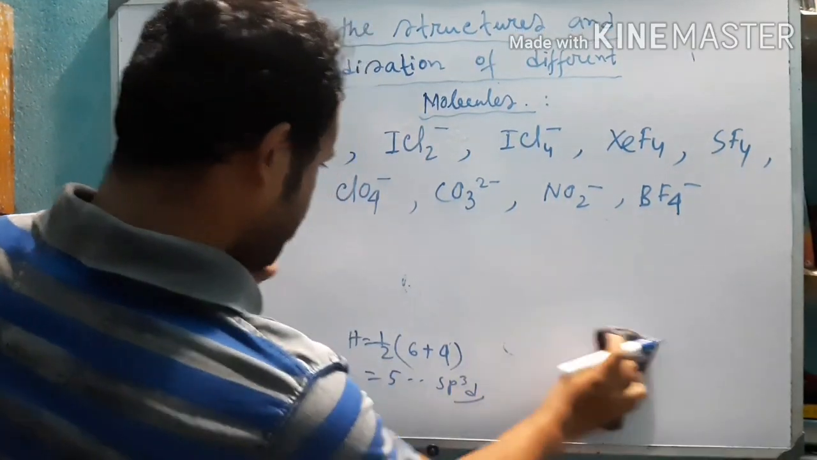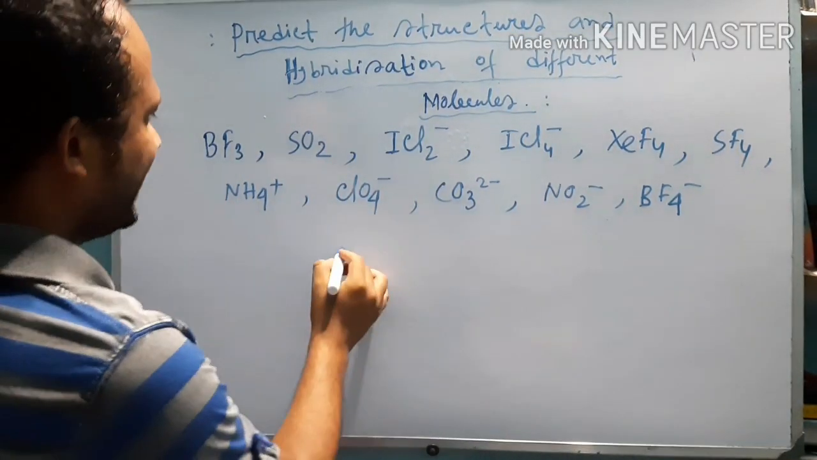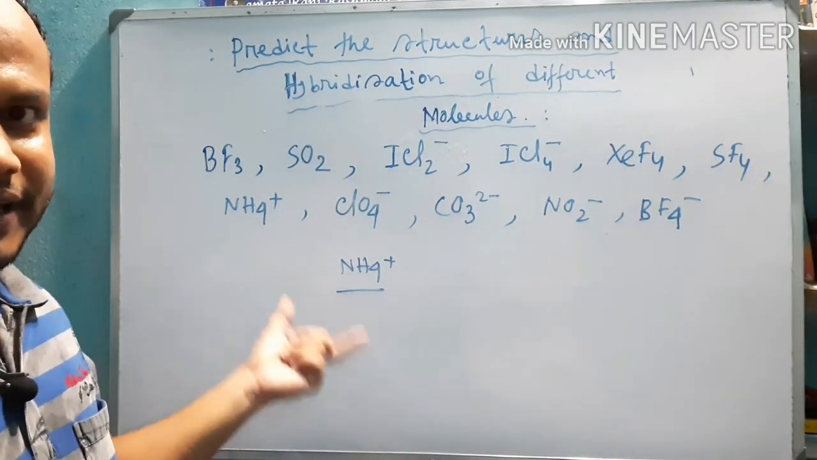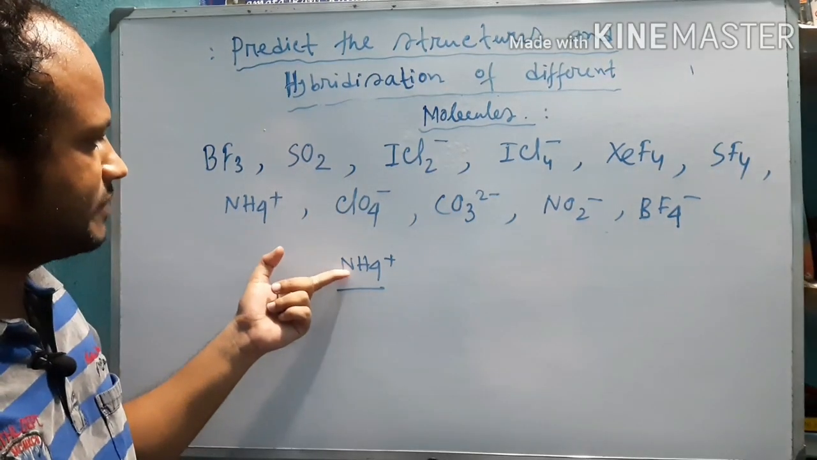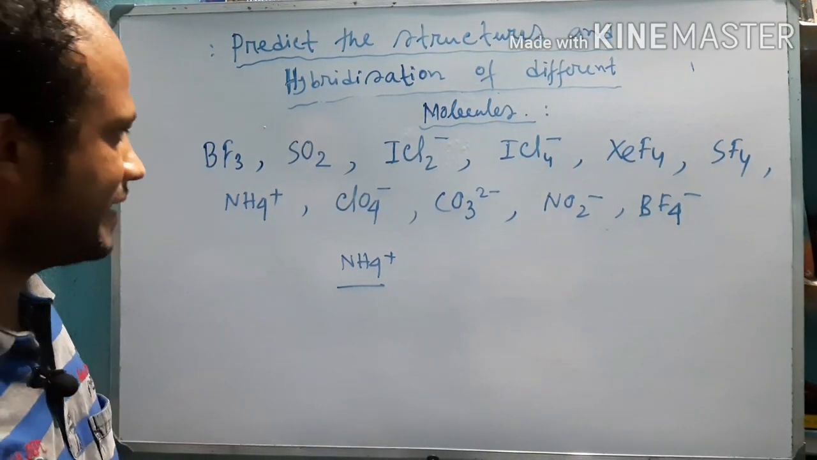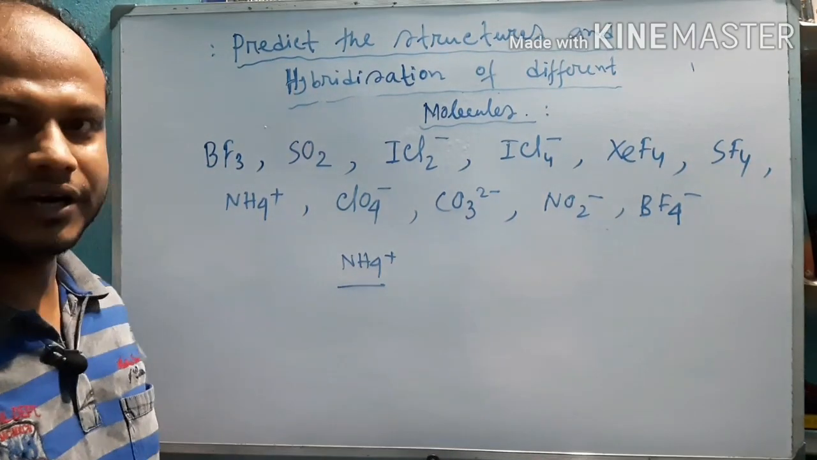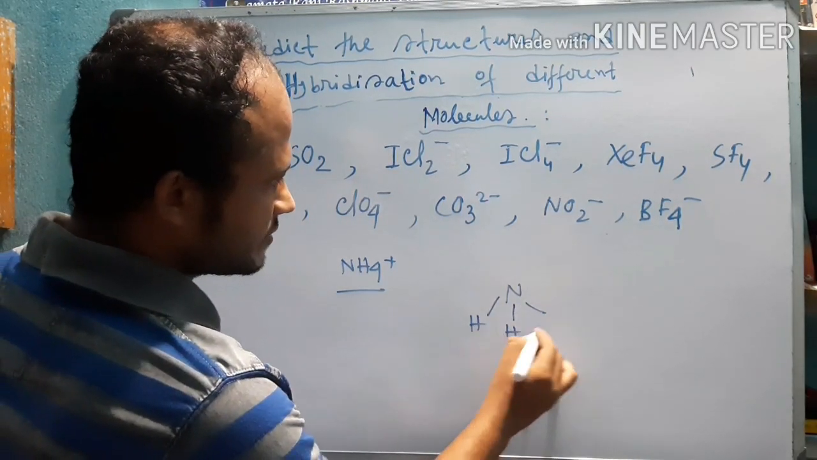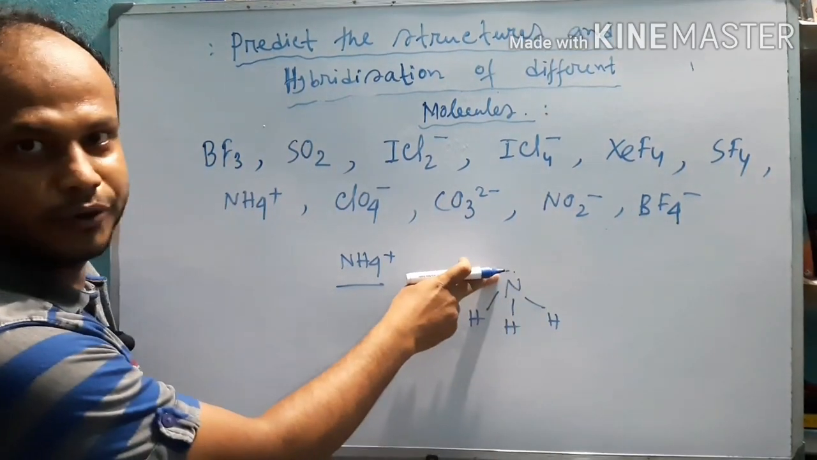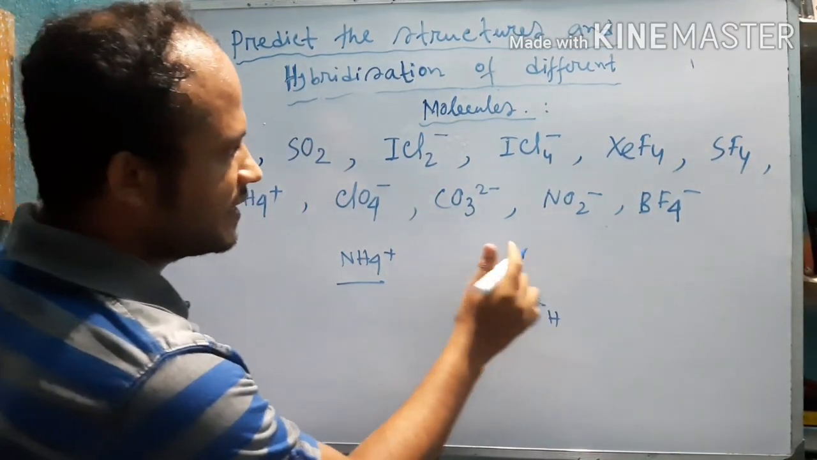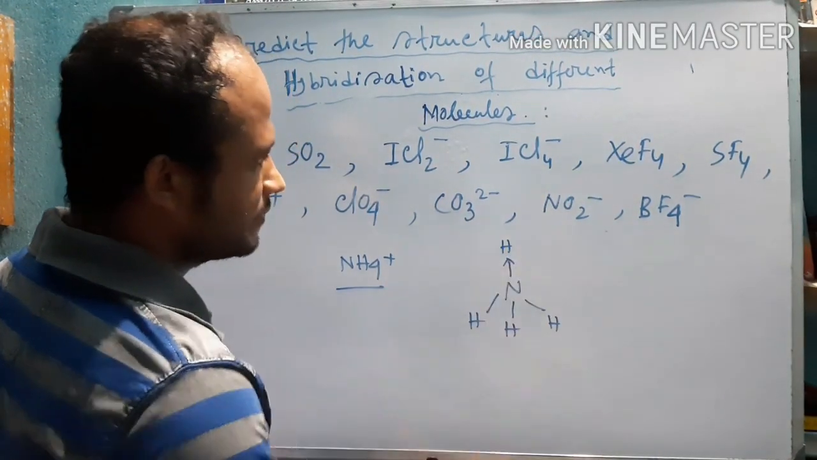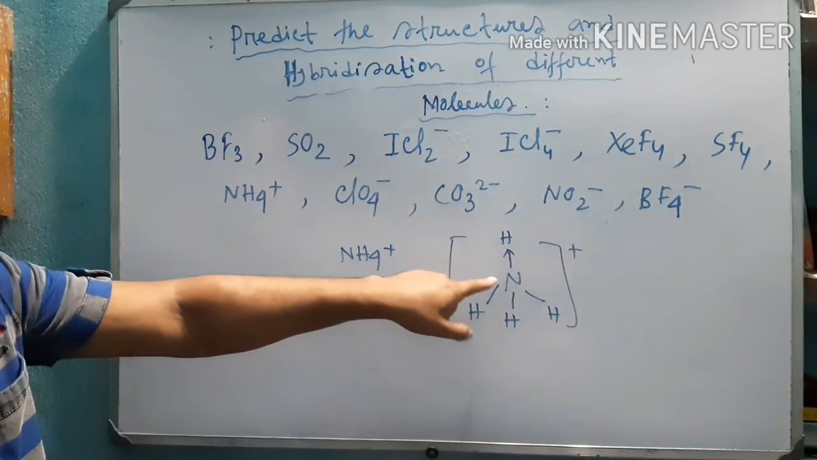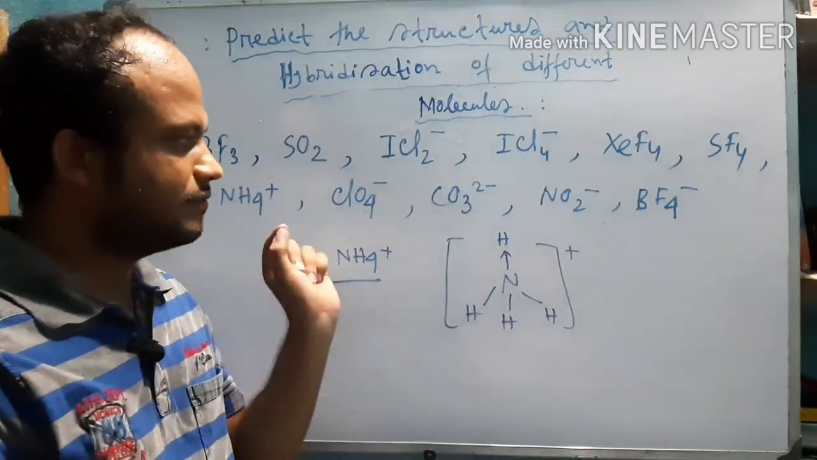Next, NH4 plus. Here the valence electron of nitrogen is 5 and it is attached with 4 hydrogen atoms, and the structure will be like this, tetrahedral, with this lone pair attached to 1 H plus, that is a coordinate covalent bond, that is NH4 plus, tetrahedrally elongated. Here you have to find the hybridization of nitrogen.